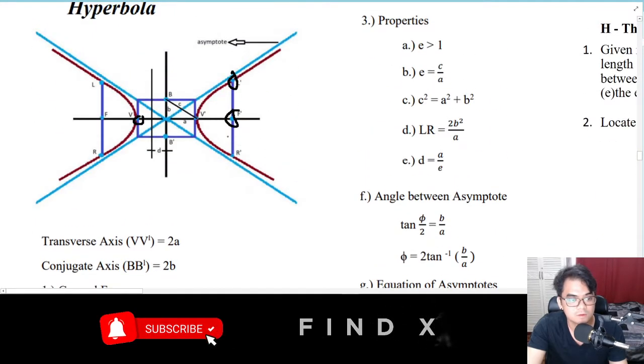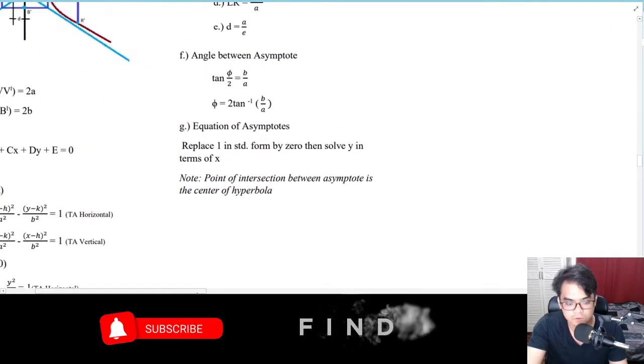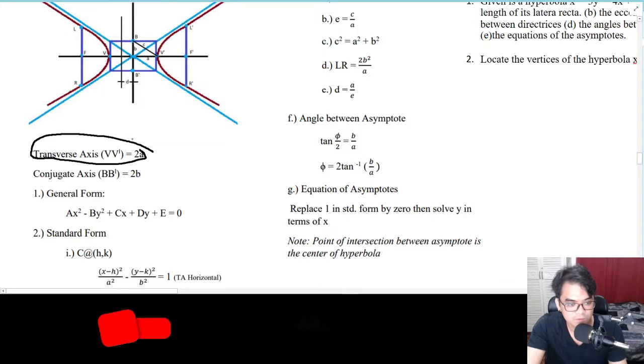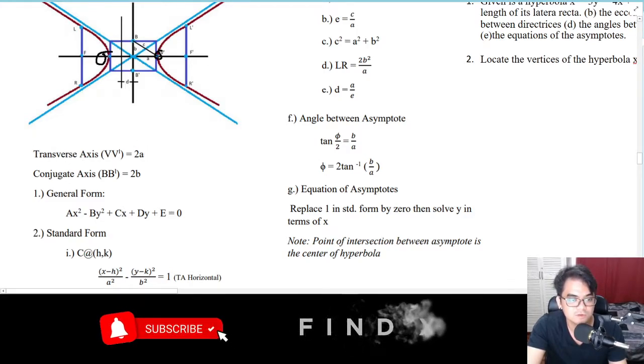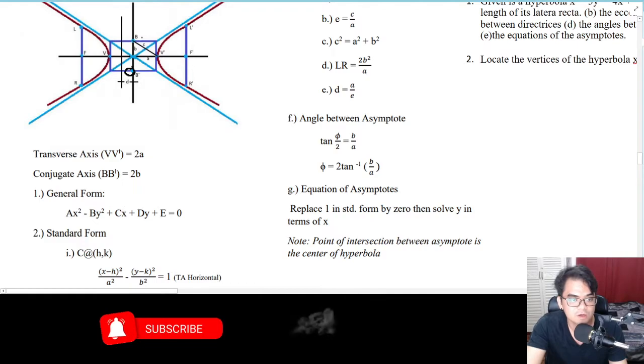Okay, so we have here the formulas for hyperbola. The transverse axis, that's the vertex to vertex, so from here to here, that's 2a, right? And then the conjugate axis, or the B to B, so from here to here, that's 2b, that's the conjugate axis.